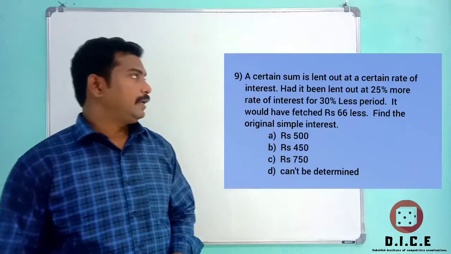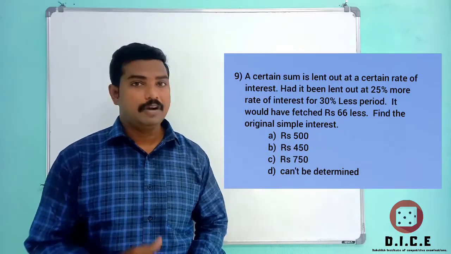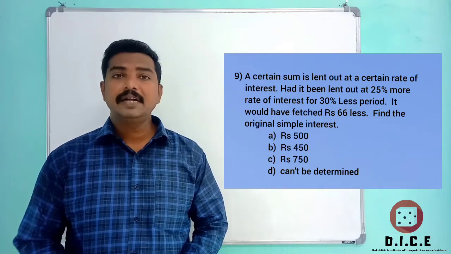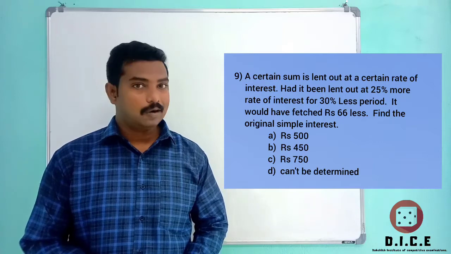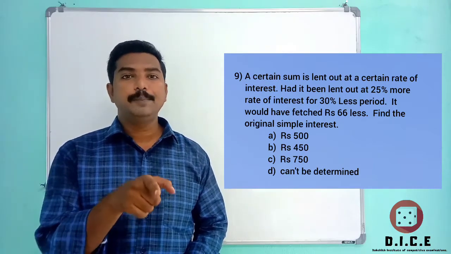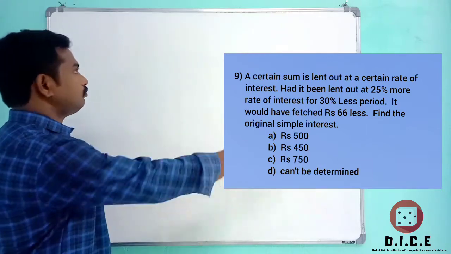Now if you see question number 9 here, it says that a certain sum is lent out at a certain rate of interest. If the interest rate is 24% more and the time period is 30% less, then he would have got 66 rupees less simple interest. Now he is asking to find the original simple interest he got. That is the question. This can be done by a direct shortcut.